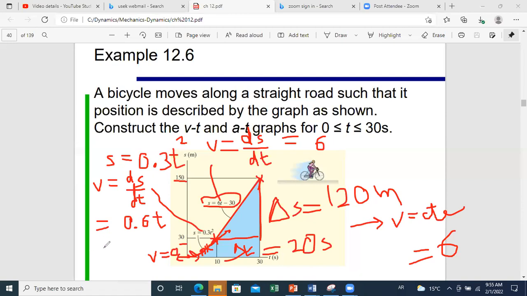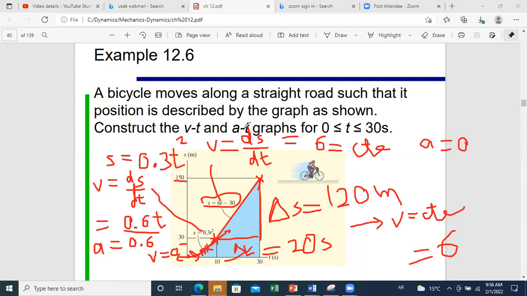Constant. So for the first phase, I can directly say that A is the derivative of V with respect to time. So it's just a constant equal to 0.6. Exactly. While for the linear part, S is linear with respect to time. So V is constant and A is 0. When V is constant, its derivative is 0. So no acceleration.